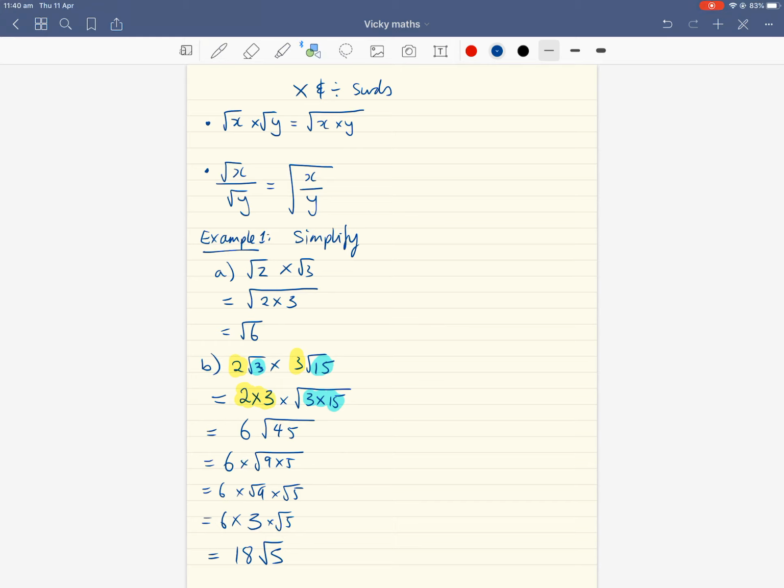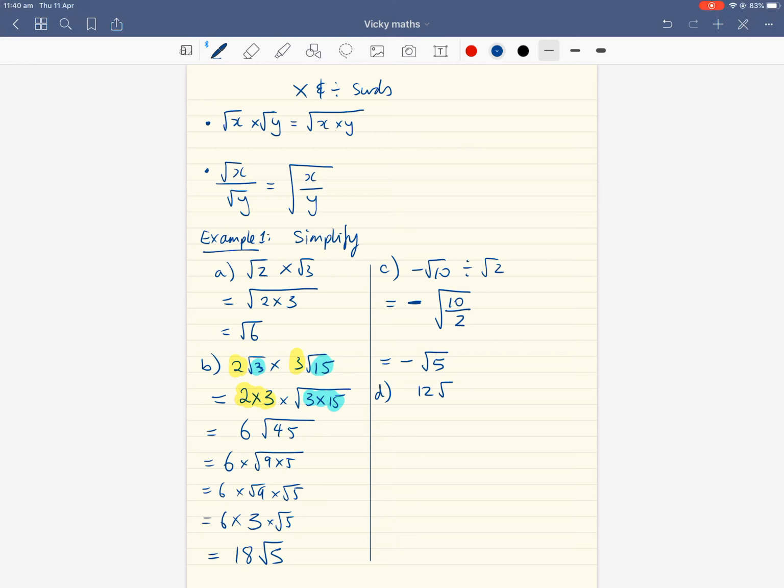Now let's do another one. Let's do C, negative root 10 divided by root 2. So using pattern number 2, to divide surds, we just take the square root of dividing the numbers inside. The negative in front stays outside, so it's a negative square root of 10 divided by 2, which is a negative root 5. Can we simplify root 5? No, that's it, we leave it alone.